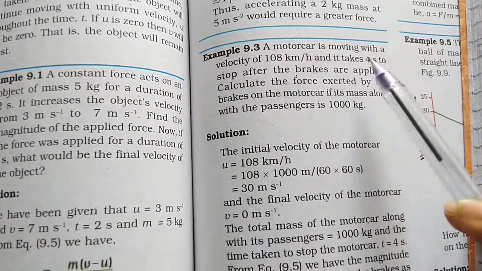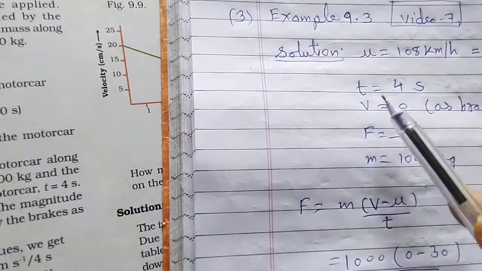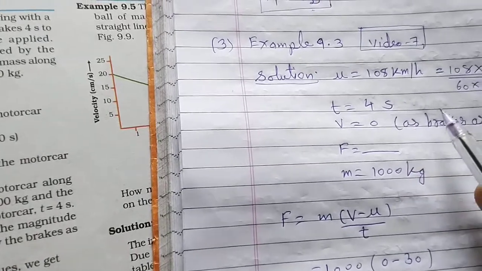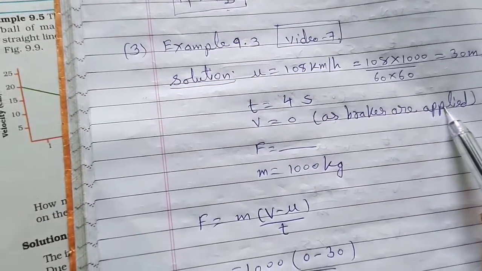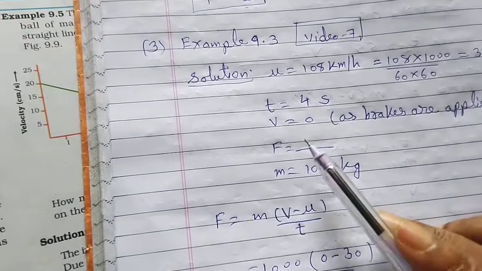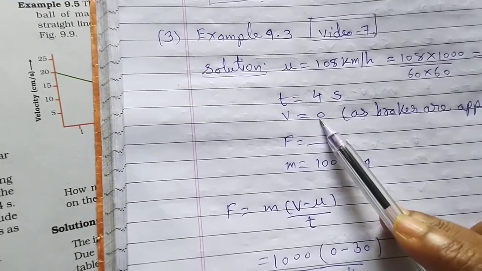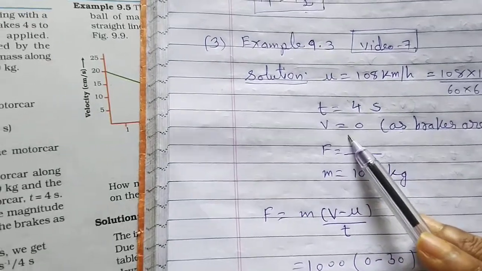It takes 4 seconds to stop after the brakes are applied. So t is equal to 4 seconds. Whenever in any sum it is said that brakes are applied, the vehicle is going to stop, so the final velocity will be 0. Although it is not written that the final velocity is 0, as the brakes are applied we have to write v is equal to 0.